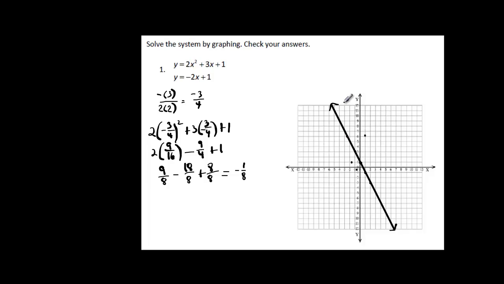So let's connect these points. And it looks like the two connecting points are going to be right here and right there. So it looks like my answers are going to be -2, 5 and 0, 1. And those are our answers. You can check those on a graphing calculator and it comes out right.